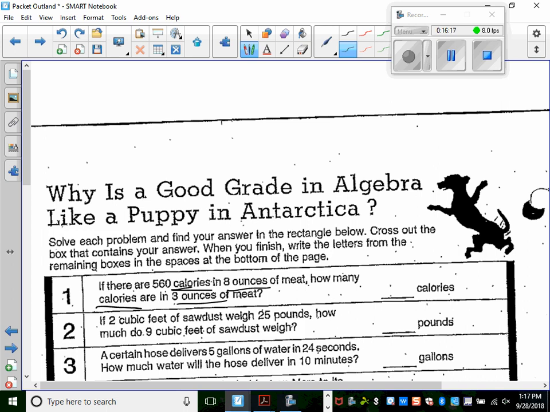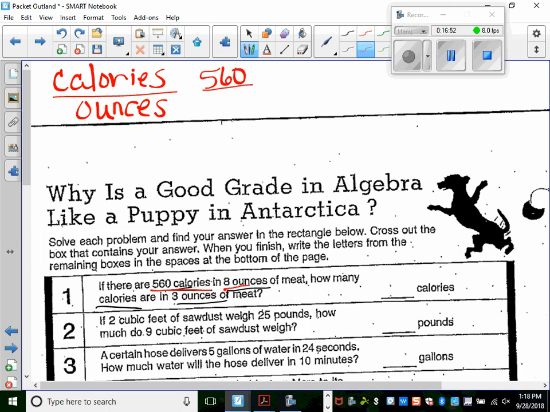You're going to set it up, and I'm going to put it up here, but you're going to be writing in your spiral notebooks. So I'm comparing calories, and I always like to write what I'm comparing, to ounces. You can definitely compare calories to calories, ounces to ounces. You just have to make sure you're comparing in the same order on both sides. If I'm using calories, then 560 will go at the top. 8 ounces will go at the bottom.